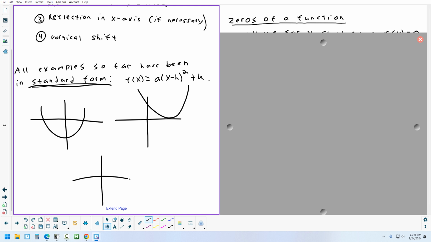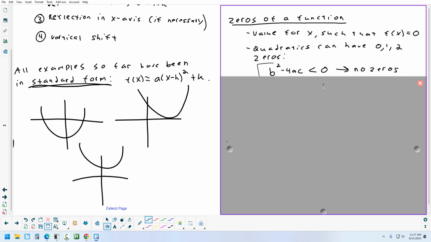Besides crossing twice or just crossing once? Yeah? It doesn't cross at all. So that graph never crosses the x-axis. There's a quick way to figure out which one of these 3 cases you have. And that's what I'm going to show you.